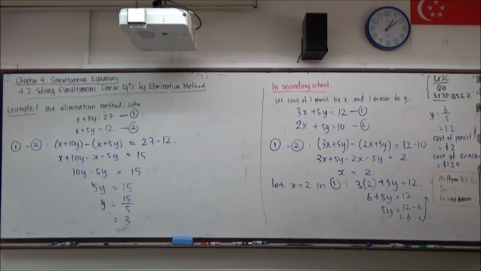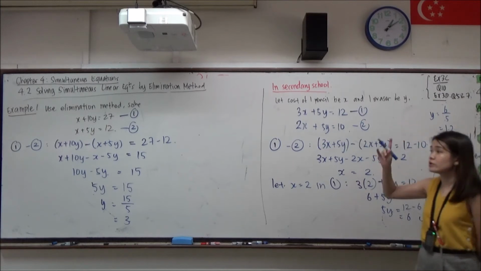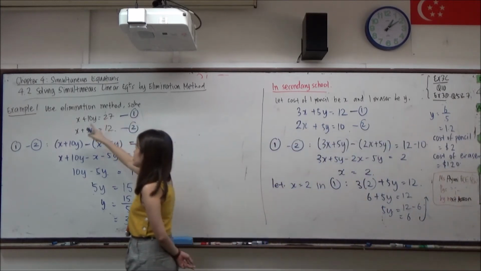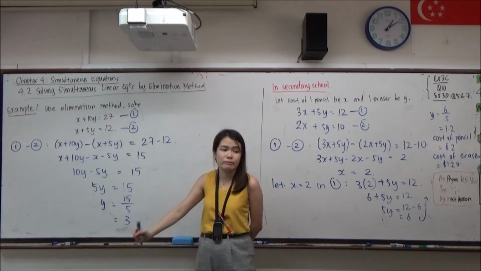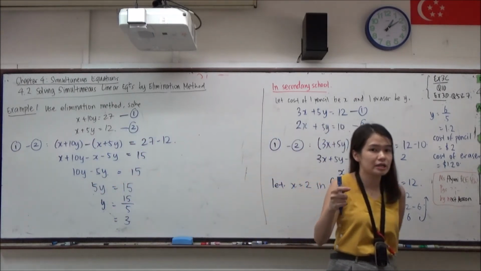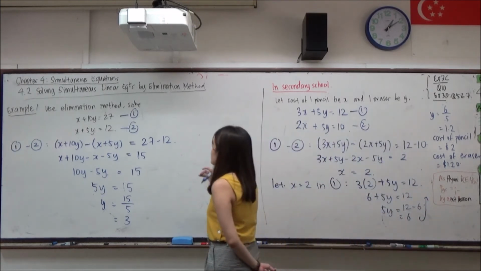Okay, any questions so far? Do we just stop here? Y equals 3. Who thinks that's all that I have to do? 5y equals 3, that's all? We need to find x also. So always remember, there are two things, x and y, that we need to go find. So don't just stop here. You may want to write down a reminder: don't just stop here. Remember, must find both x and y.